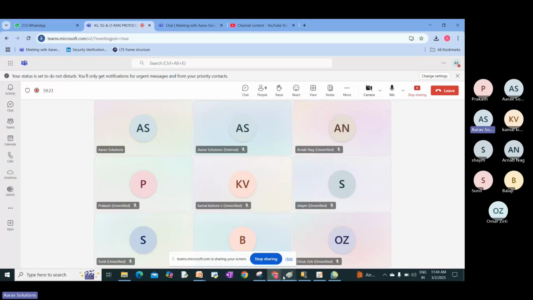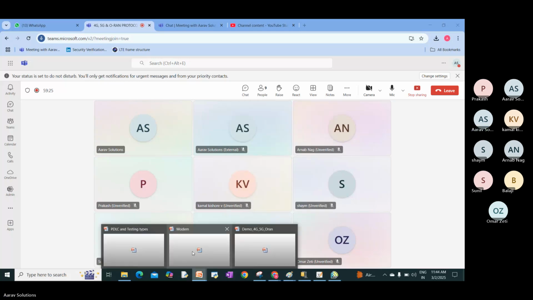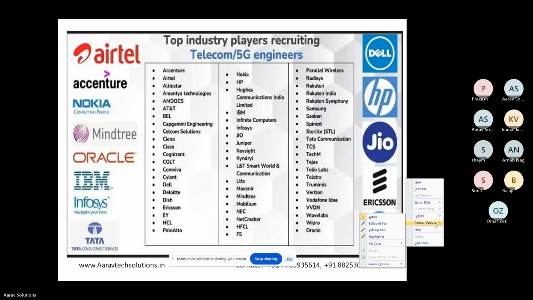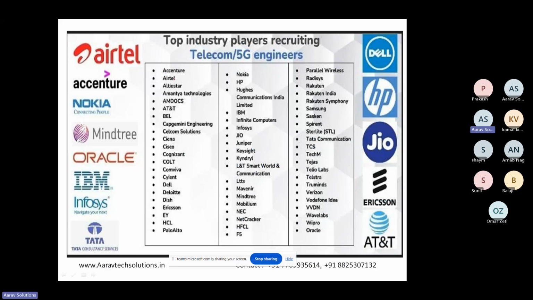Okay, so next we have a list of companies which are working in this domain. Some are operators, some are product based companies. This is Oran. We have Dell and HP, they are providing servers. These are the product based companies, and the operator.